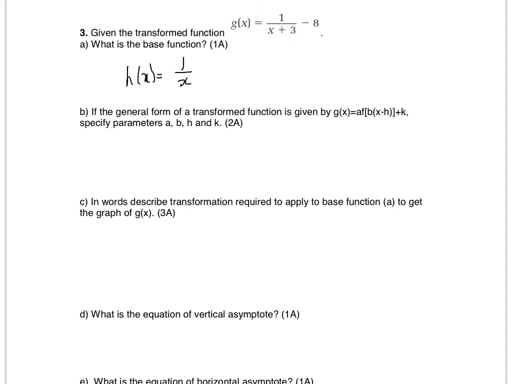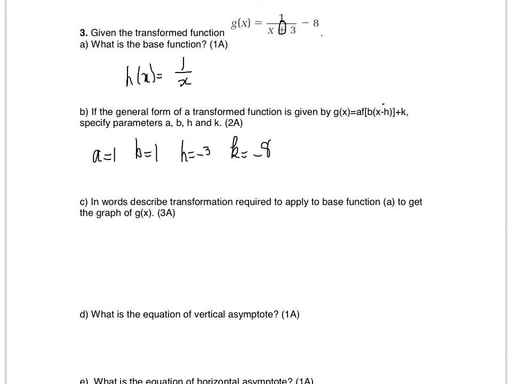We can see that a is equal to 1, b is equal to 1, because the coefficient of x in the denominator is 1. There is no coefficient here. H, because h is automatically x minus h, and this one is x plus 3, so h is negative 3, and k is negative 8.